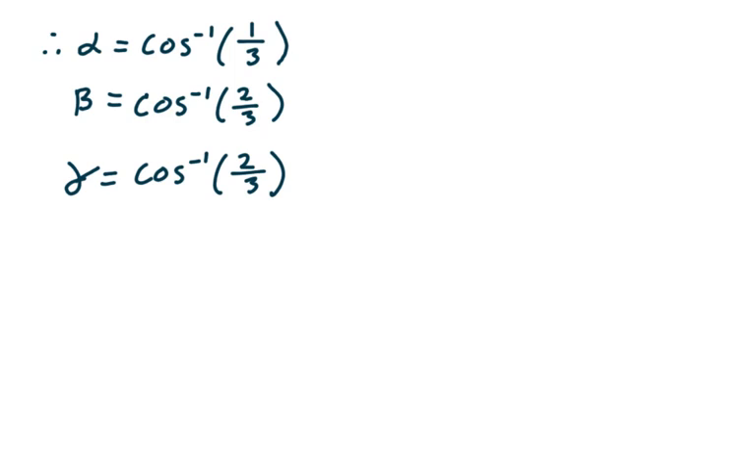And that allows me to solve for alpha, beta, and gamma immediately. So alpha is the inverse cosine of 1/3, beta is the inverse cosine of 2/3, and gamma is the inverse cosine of 2/3. And I'll leave it to you all to put that in the calculator to get the angle in degrees.